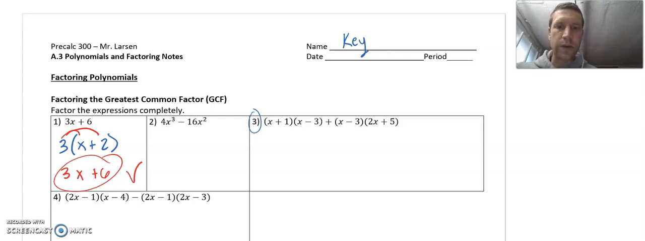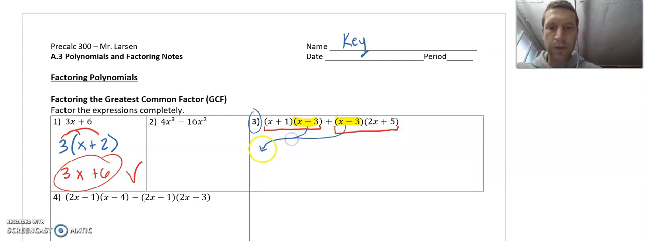this is really two terms, and it looks a little intimidating, but just like 3x was one term for the first one, x plus 1 times x minus 3 is all one term. Okay, x minus 3 times 2x plus 5, that's all one term. Now there's two factors in each of those terms, and we want to see if there's any common factors. So while it looks different, it's the same problem as number 1, just a little more complicated. So I have an x minus 3 as a factor in both of these. So what I want to do, just like I pulled out 3 with number 1, I want to pull out x minus 3 from both of these terms, right?